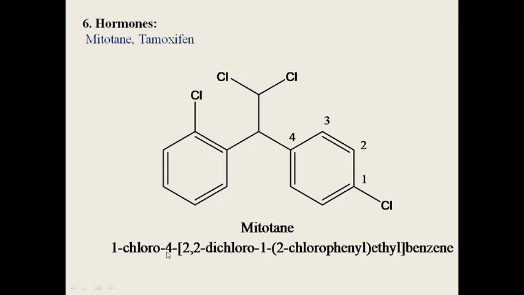Okay, now at position number 4, look at 1 2 3 4. Here at position number 4 there is ethyl. Just look at here, there is ethyl. Okay, this is ethyl, and of this ethyl here it contains 2,2-dichloro. In this ethyl, this is position number 1, this is position number 2. And at position number 1, it contains 2-chlorophenyl. You can see here, this is position number 1, and in this one this is 2. It contains 2-chlorophenyl ethyl benzene. It is a bit complex, but you can practice it.